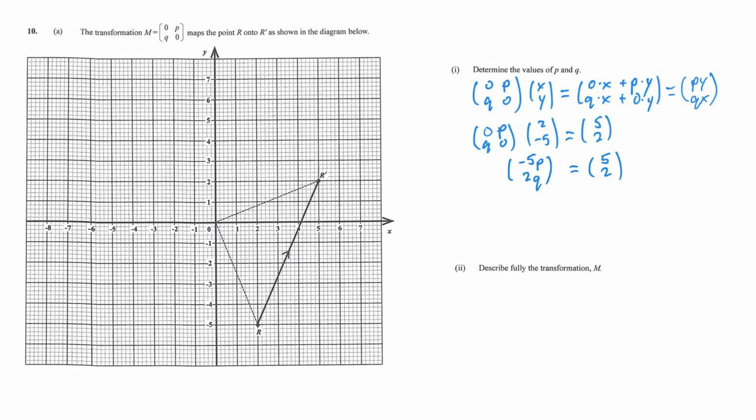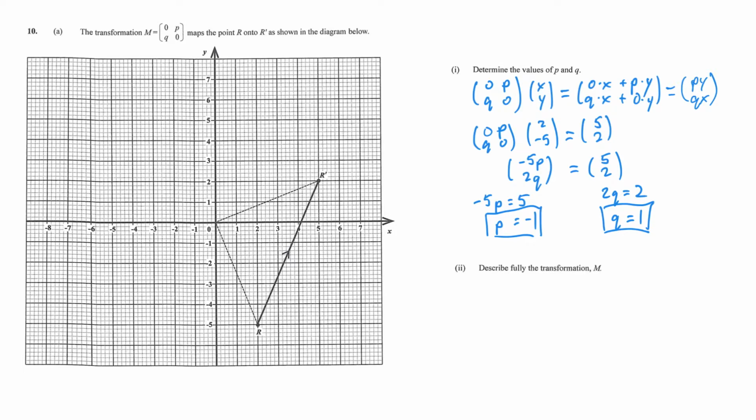Now, since I have two vectors that are equal to each other, their first components have to equal each other. So -5P is equal to 5. And I can use this equation to solve for P. Divide both sides by -5, I get that P is equal to -1. The second components of the vectors also have to equal each other. So I have 2Q is equal to 2. Divide both sides by 2 to get Q. I find that Q is equal to 1. So that's the answer to the first part. P is equal to -1 and Q is equal to 1.